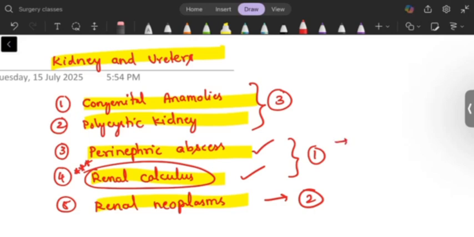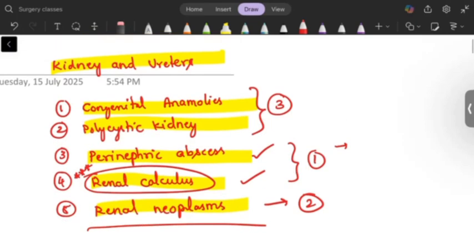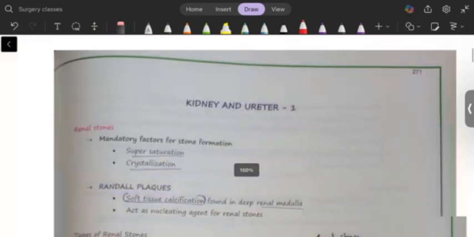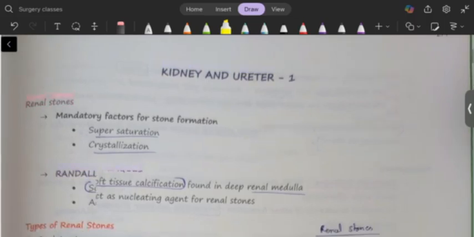This will include genitourinary TB also. After that, we'll be dealing with renal neoplasms and then congenital anomalies and polycystic kidney. Okay, so this will be our outline for urology. Starting with kidney and ureter part 1, we'll be starting with renal stones.